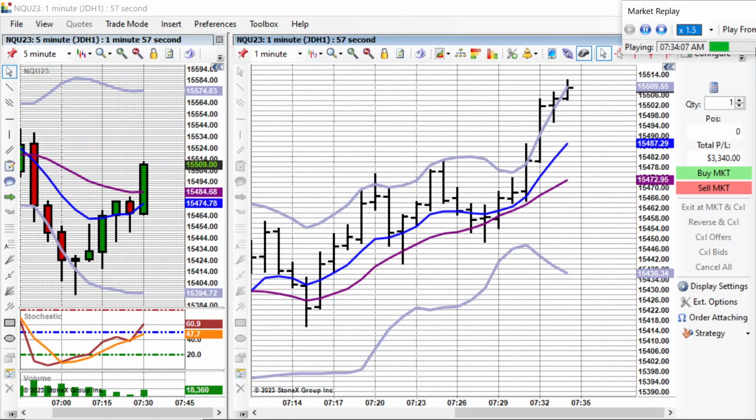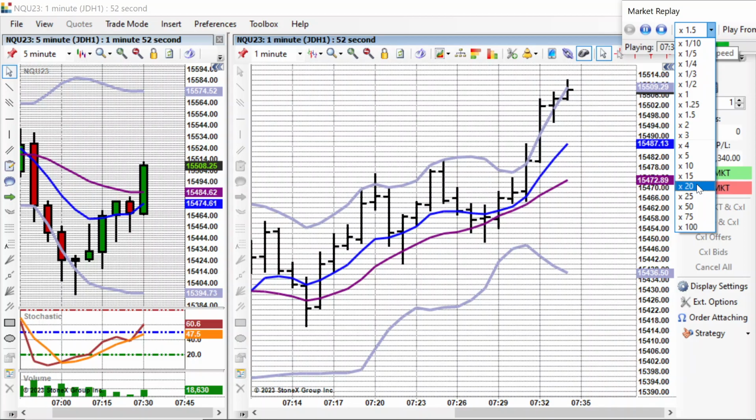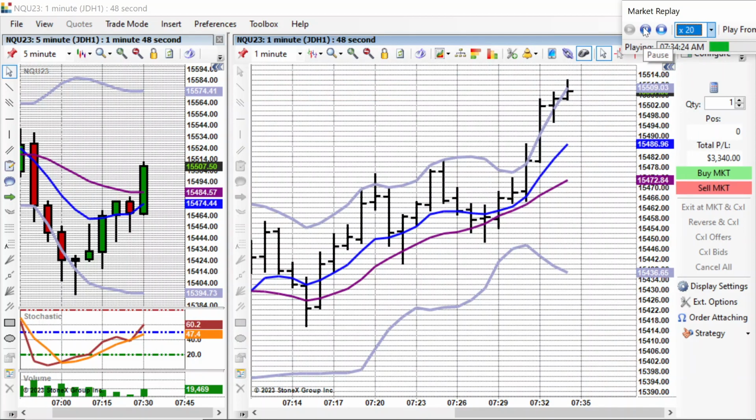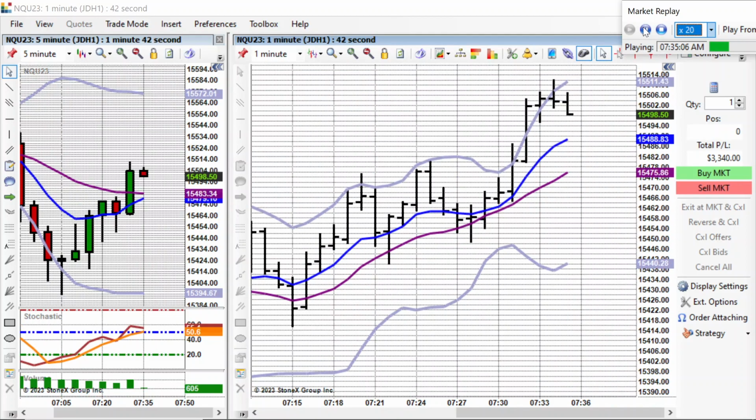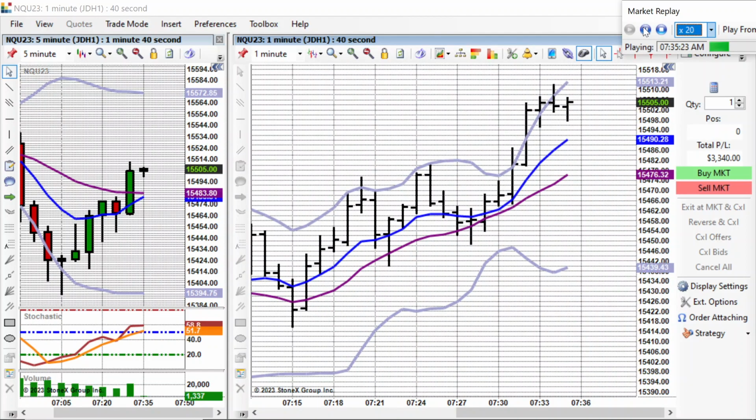Okay, so let's get the next retracement here. I'll speed it up till we get the next retracement swing. So I've got it sped up to 20, and that could be a possible entry.